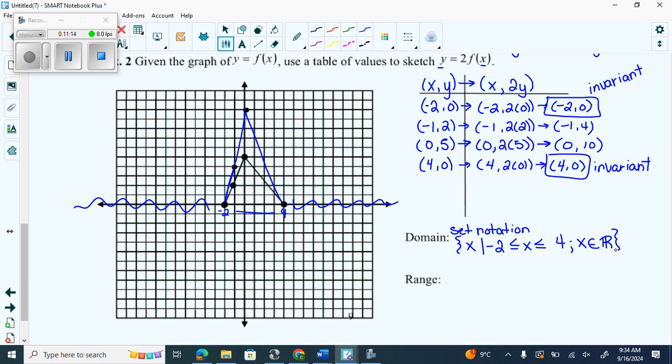So if we do range for set notation, we're going to have our variable is y. If it was f of x equals, I would say f of x. If it was g of x equals, I would say g of x, but it says y equals, so I'm going to put a y. Such that, what's my lowest y? 0. What's my highest y? 10. And then in between them, correct? Greater than 0, less than 10.